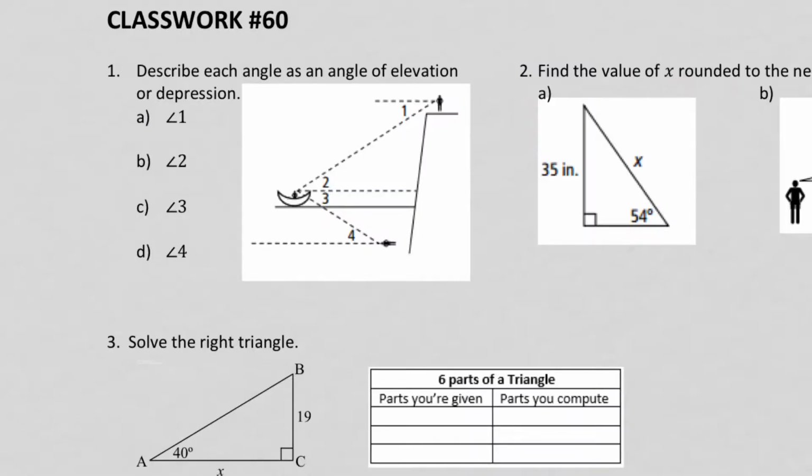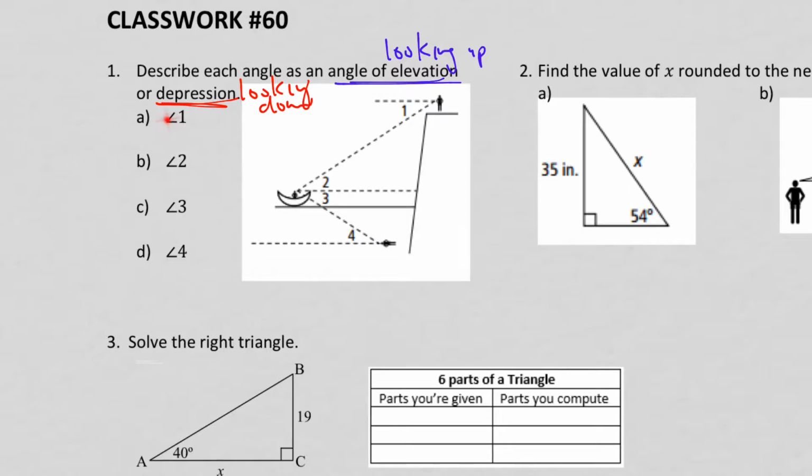Alright, classwork 60, number 1. In this first example, there's 4 little questions. I just want you to identify from the picture, are each of these angles going to be angles of elevation, which I'll put in blue, or of depression, which I'll put in red. So guys, again, an angle of elevation is that you're looking up, and an angle of depression is that you're looking down. Think of it that way.